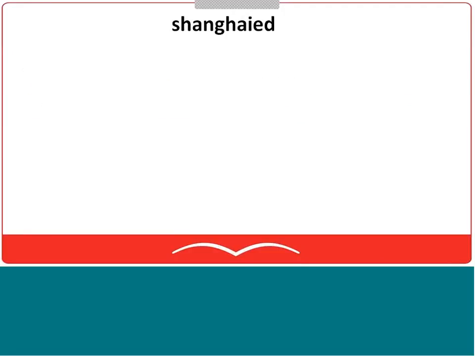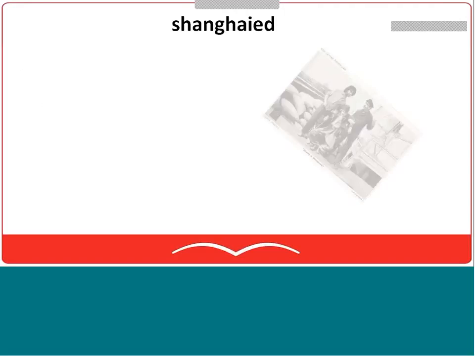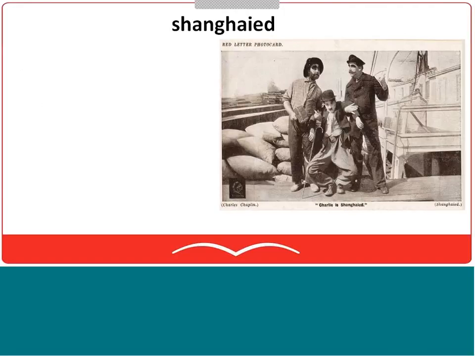Let's move on to Shanghai. In the late 17th century, ships needed men as labor, but not enough men would volunteer to go on journeys that lasted for many years. So men were forcibly abducted, sometimes beaten on the head, sometimes drugged and put on ships. And once on ships, they couldn't escape.